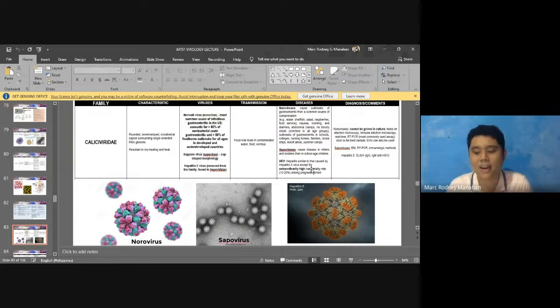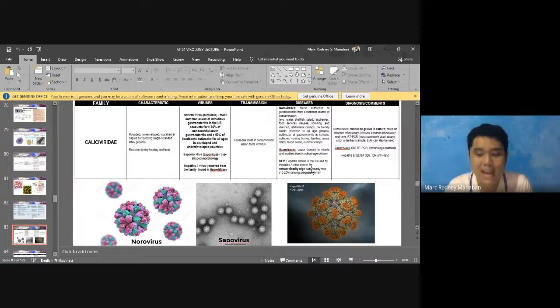Now for diagnosis, noroviruses cannot be grown in culture. So therefore, we opt for electron microscopy and RT-PCR also. For sapoviruses, we do the same: electron microscopy, RT-PCR, and immunologic methods. For hepatitis A, we diagnose through serological test, ELISA, detecting antibodies, IgG and IgM.